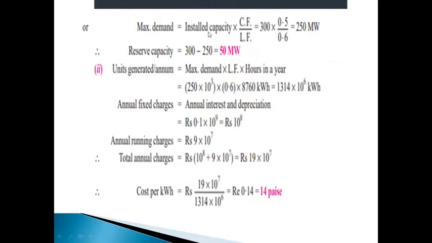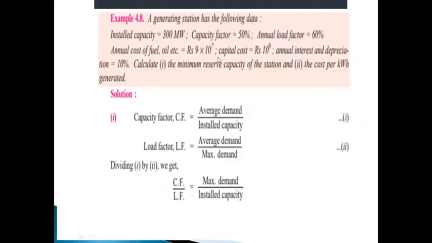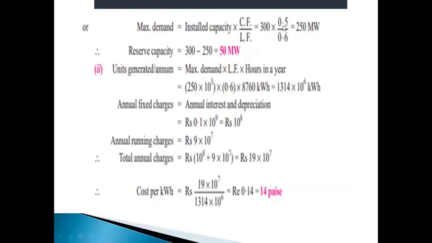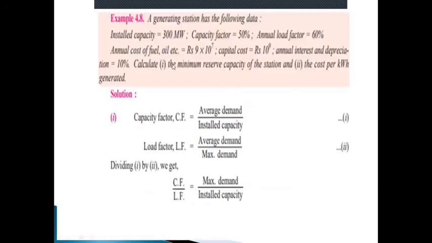by load factor. Installed capacity is given as 300 megawatts. Capacity factor is specified as 0.5, and load factor is specified as 0.6. Actually, it is given in percent, but when you are writing it, you have to write it as 0.5, 0.6. So directly you will get the answer in megawatts, because here installed capacity you have substituted in megawatts. So you will get maximum demand in megawatts. Therefore reserve capacity is equal to installed capacity minus maximum demand. So you will get the value of reserve capacity that was asked in the problem.